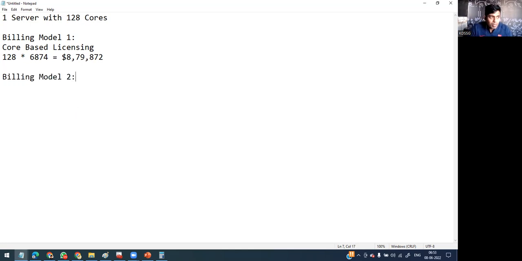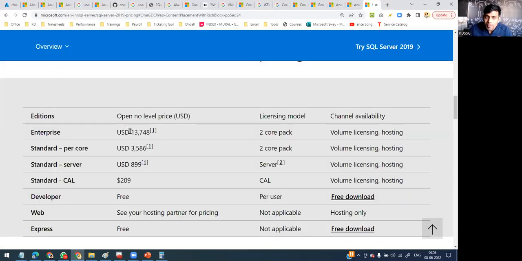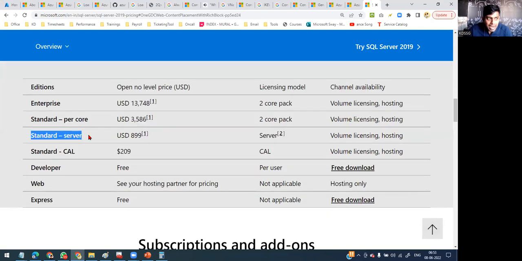Second billing model is server plus CAL licensing. Okay, sir? Server plus CAL licensing. How much is the cost? So you go to that same website again. Do you see standard? So by the way, one correction, sir. In enterprise, whenever you purchase enterprise edition, you don't have server plus CAL. Got it? In enterprise, everything is core-based only. If you purchase standard edition, sir, in standard edition, you have got two options, core-based and server plus CAL.